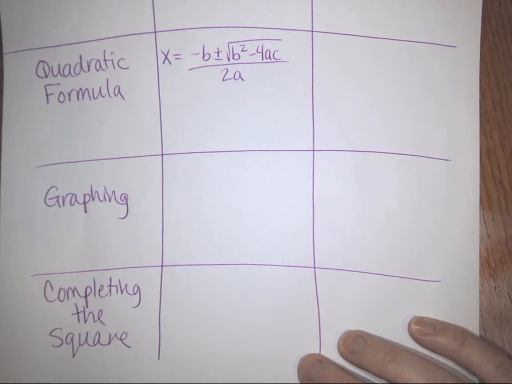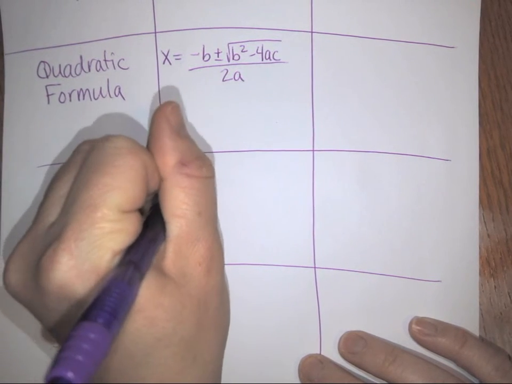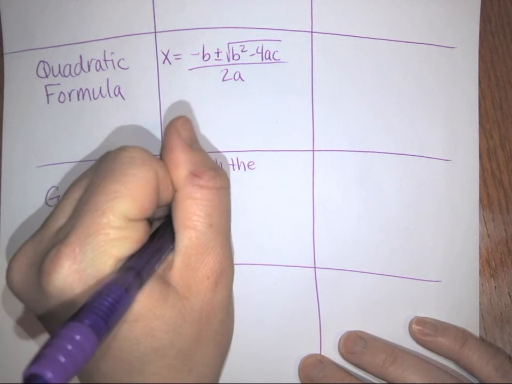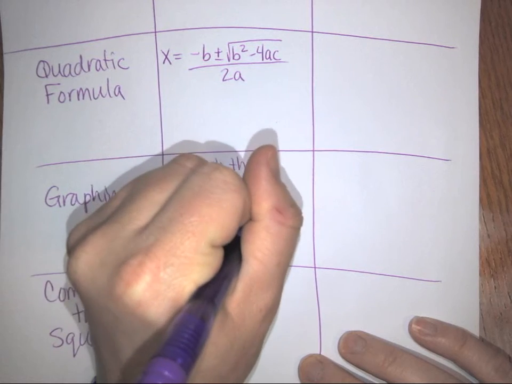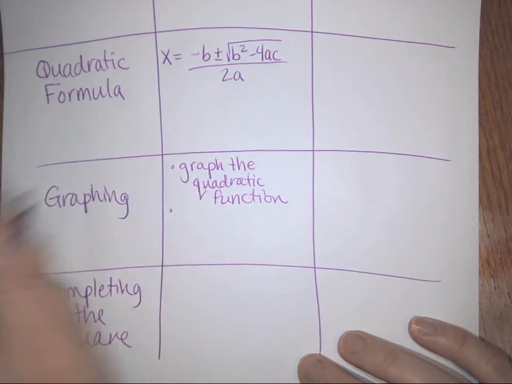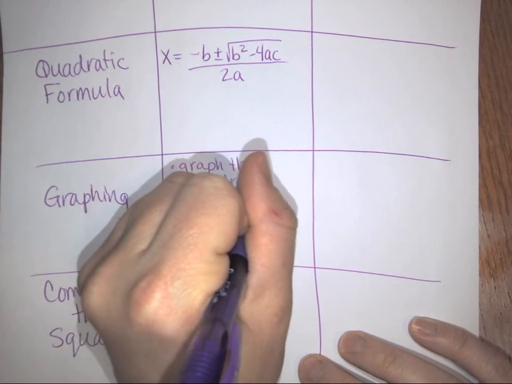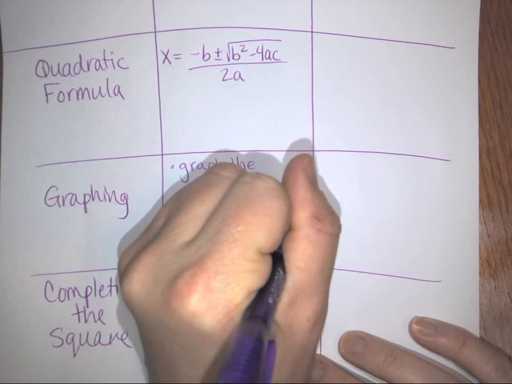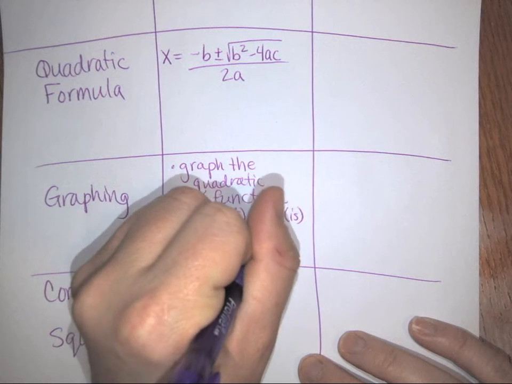Solving by graphing, I have a whole video on solving quadratics by graphing. The first step is that you graph the quadratic function. And then the solutions are your x-intercepts. There might be one solution, or there might be none. That's explained further in the video.